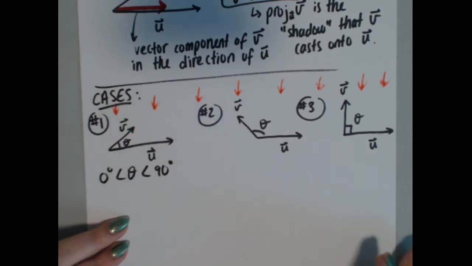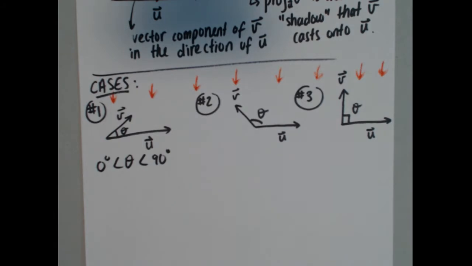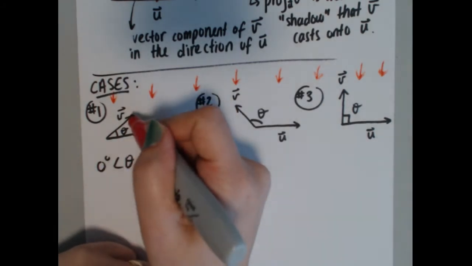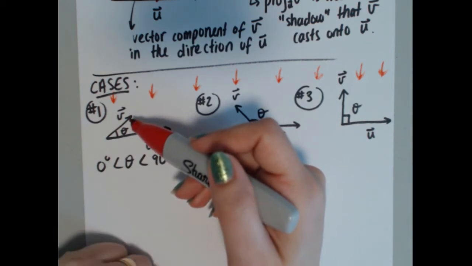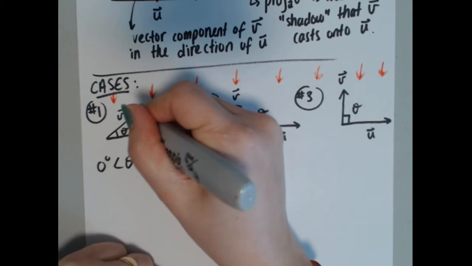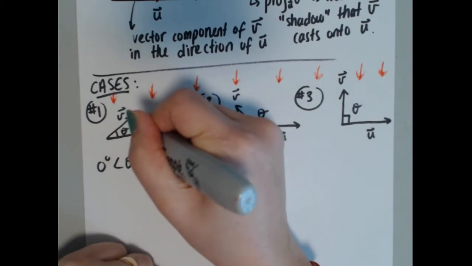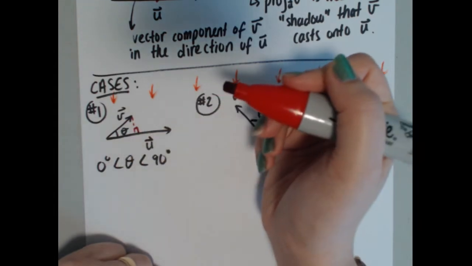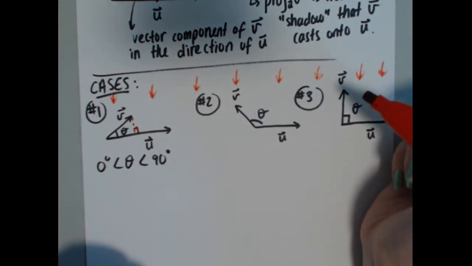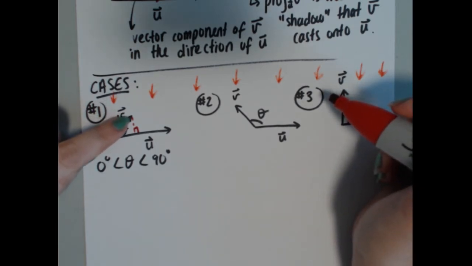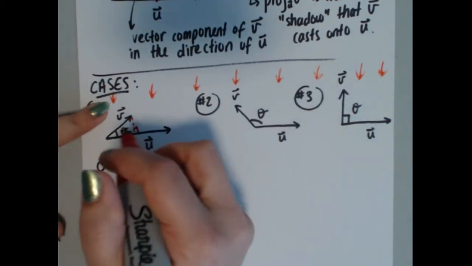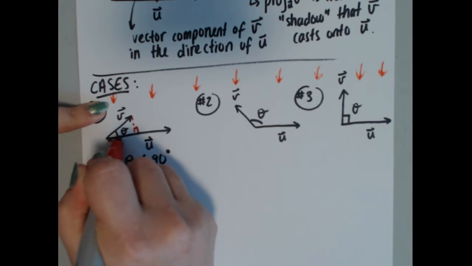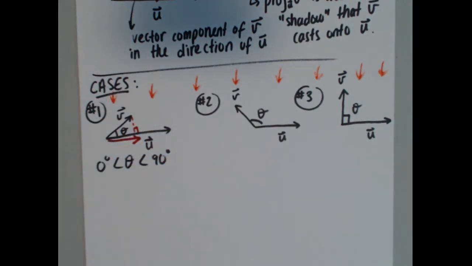In the first case, theta is between 0 and 90 degrees. If I want to draw the projection, I take my vector v and draw a dashed line from v to u such that the dashed line touches u at an angle of 90 degrees. In this case it's vertical, but as we'll see in some later examples, it's not always vertical. You have to just make sure that the dashed line meets the vector u at 90 degrees. If I do that, then I can see the projection looks something like this. There's that projection right there.